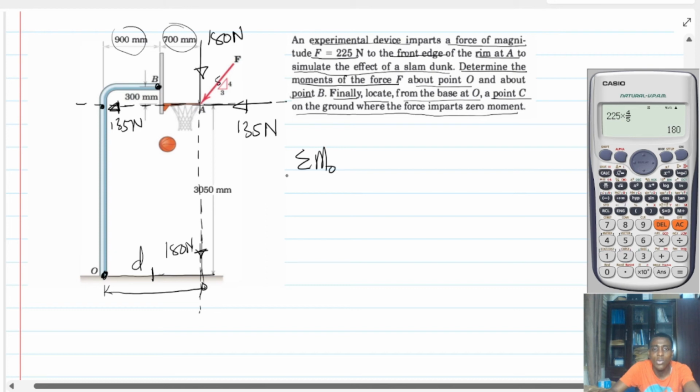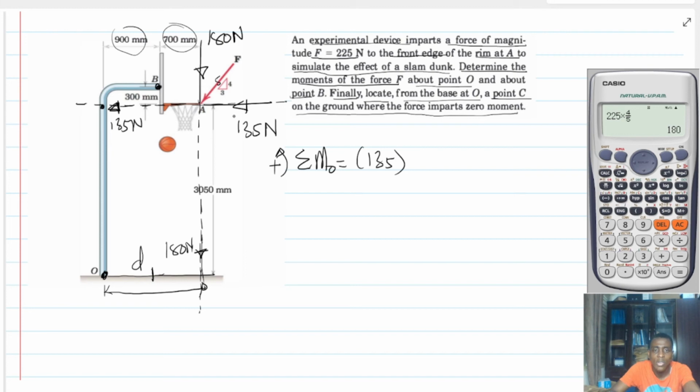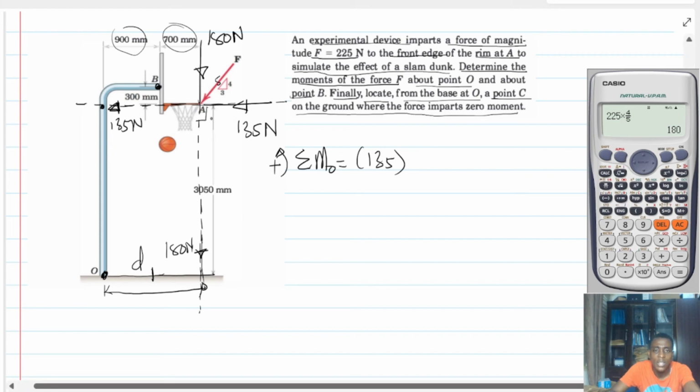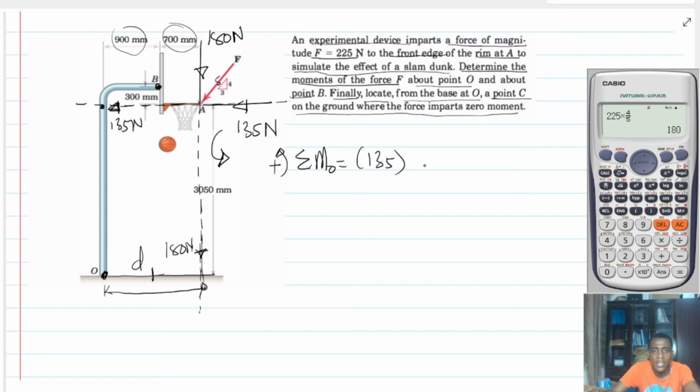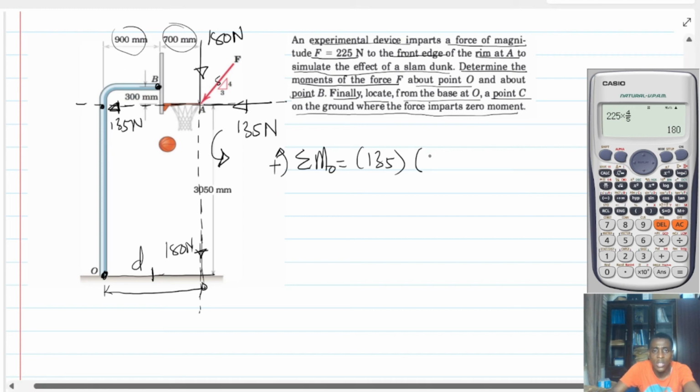Summation of moment about O, counterclockwise is positive. If I pick the 135 Newton force, it's going to cause a rotation in this sense. If I have a force here and I have a moment arm here, this distance is going to cause a moment in this direction. And that is what? Counterclockwise. So it's going to be positive. And this distance is going to be 3.050 meters. Is that right?